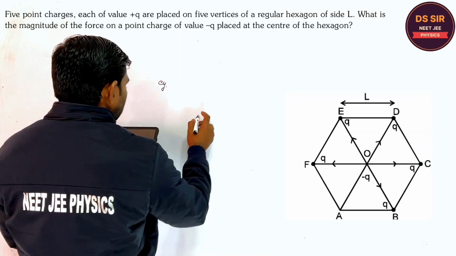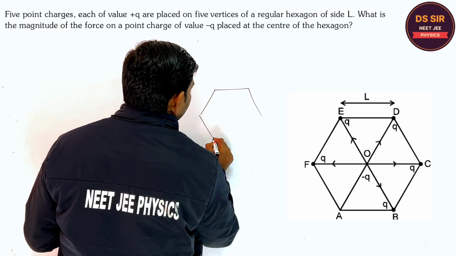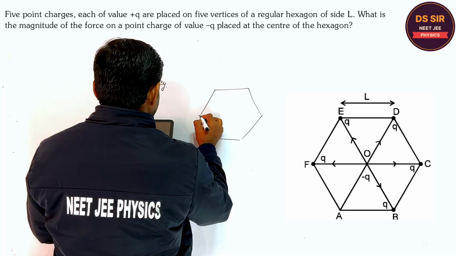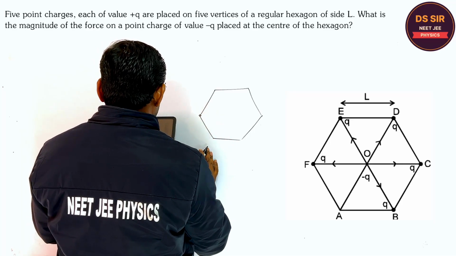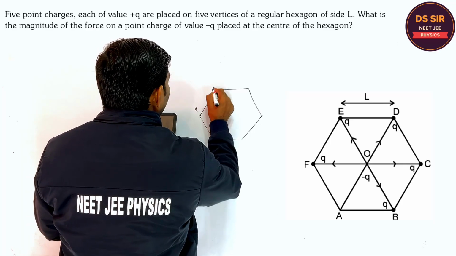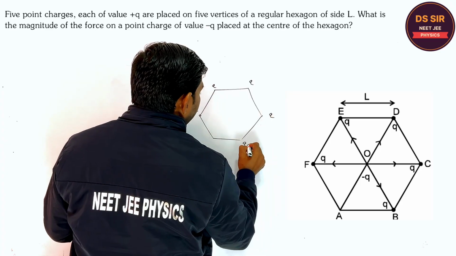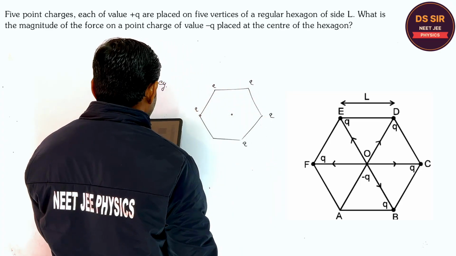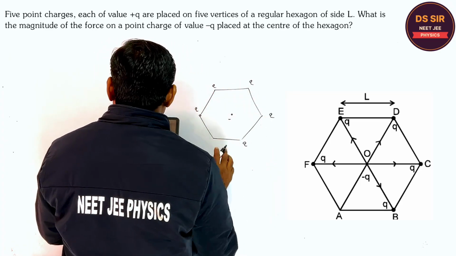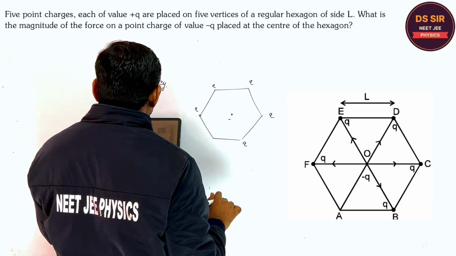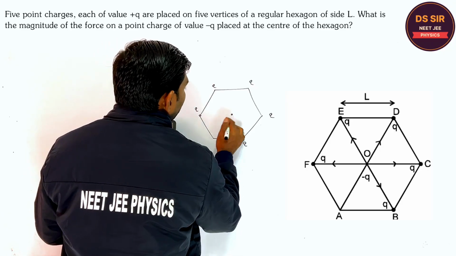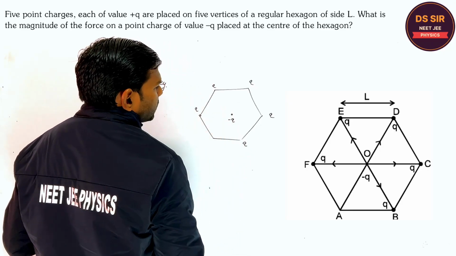So in this question we have the hexagon, fine, and the charge q is placed at all 5 corners of the hexagon, right? So we have to find the magnitude of the force on the point charge minus q.